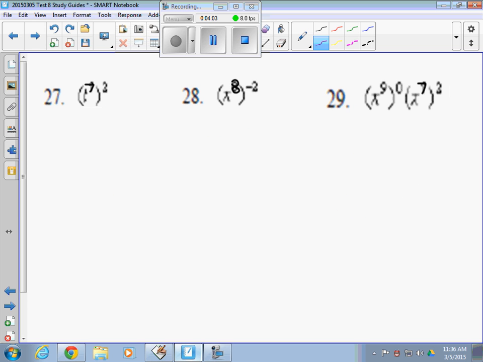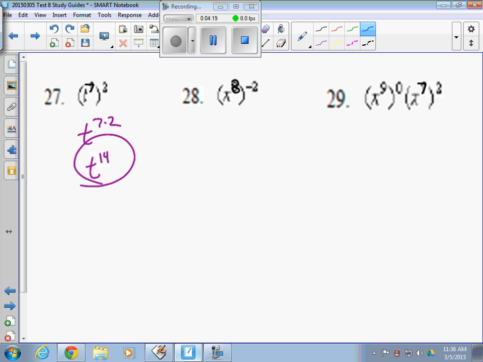27 says t to the 7th squared, a power to a power. So you multiply t to the 7 times 2 is t to the 14th. X to the 8th to the negative 2nd.